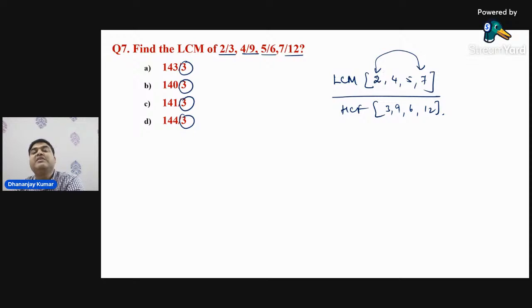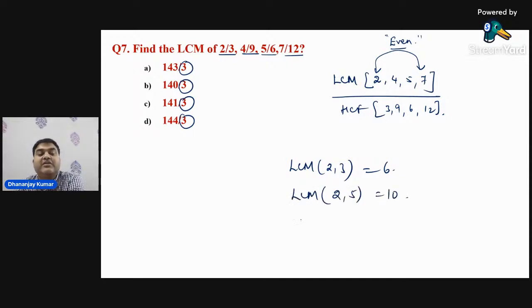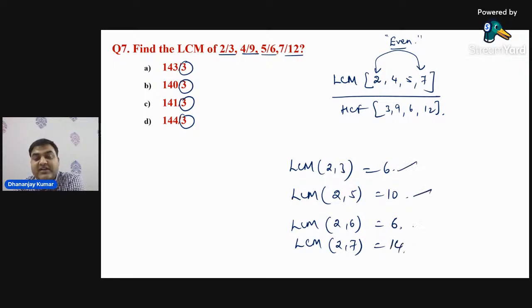If we are finding the LCM of numbers including 2, the LCM will always be an even number. Did you get it? Yes or no? I'll tell you why. Because if you find the LCM of 2 and 3, what is it going to be? It is going to be 6. Find the LCM of 2 and 5. It is going to be 10. Find the LCM of 2 and 6. It is going to be 6. Find the LCM of 2 and 7. It is going to be 14, right? So what will happen? All those numbers are even. Why? Because one of the numbers is even. The multiple will always be even, right?